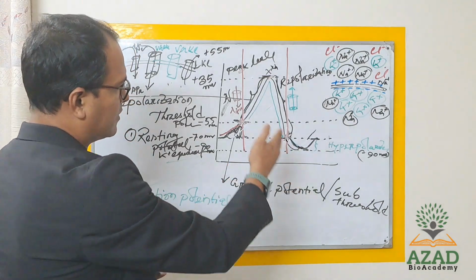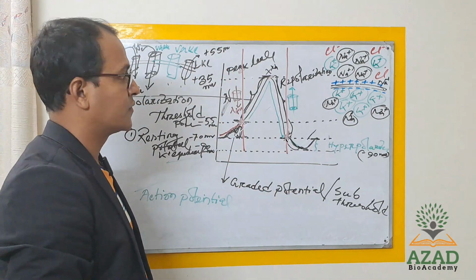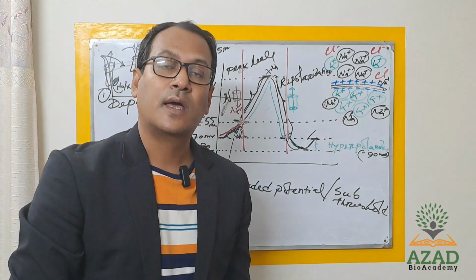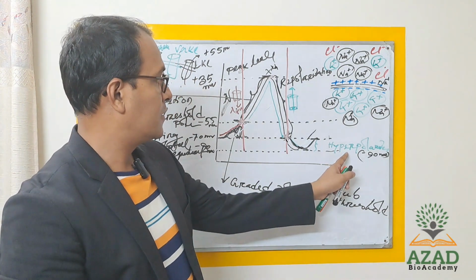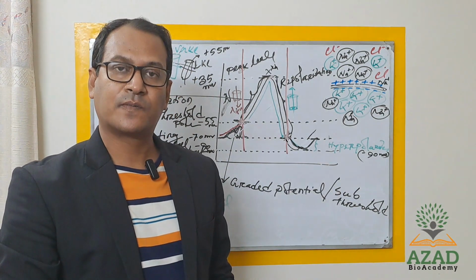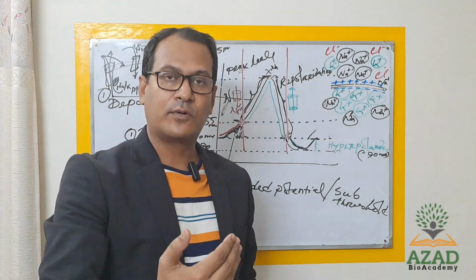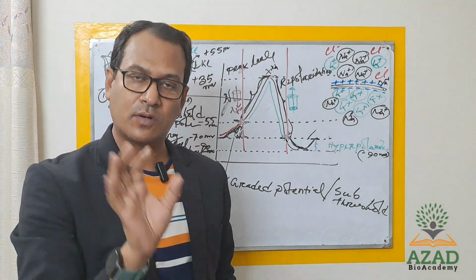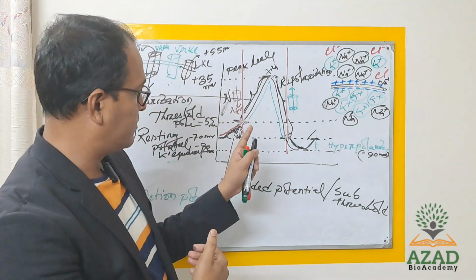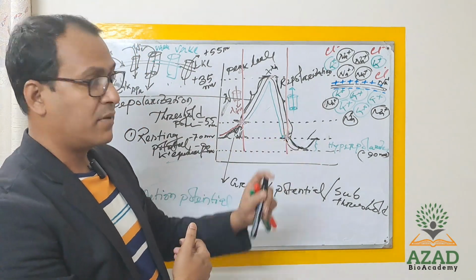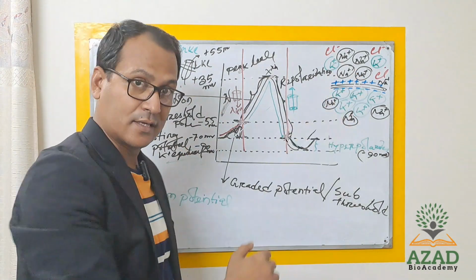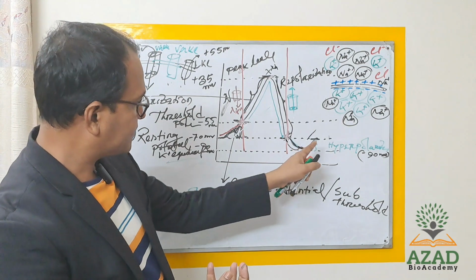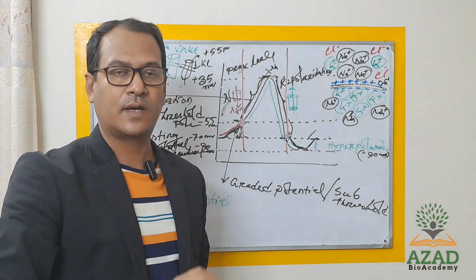Is hyperpolarization a part of action potential or not? You can consider hyperpolarization a part of action potential, as a third phase, because it is very important. Already I said it will prevent the backward potential, and also it will maintain the accuracy of the action potential towards the next one. So some scientists consider that hyperpolarization is also a part of action potential.